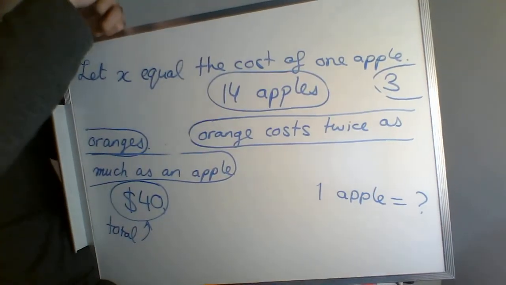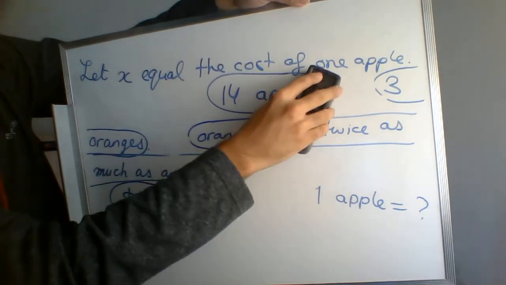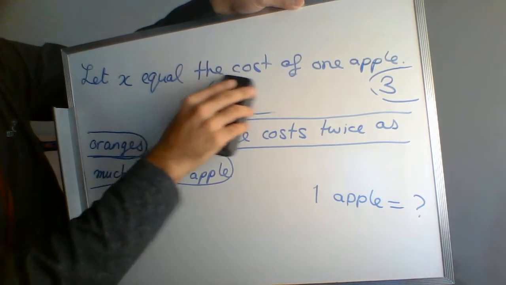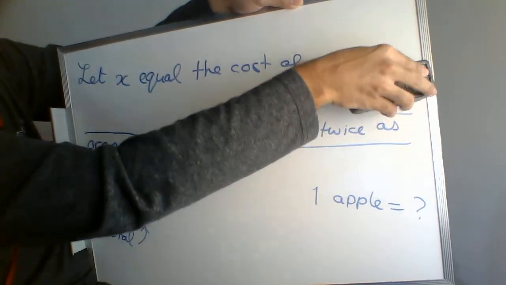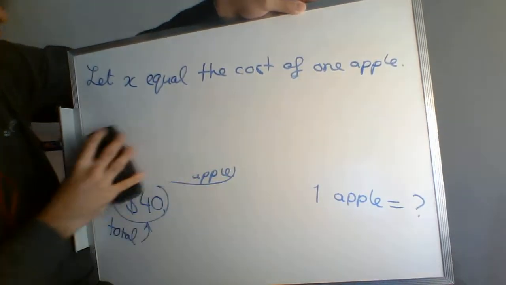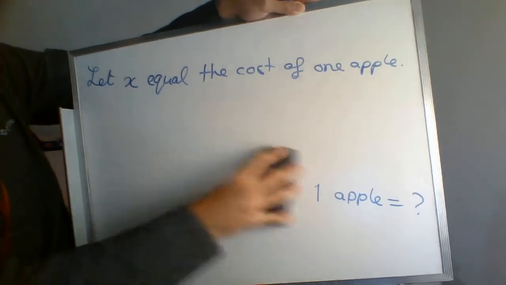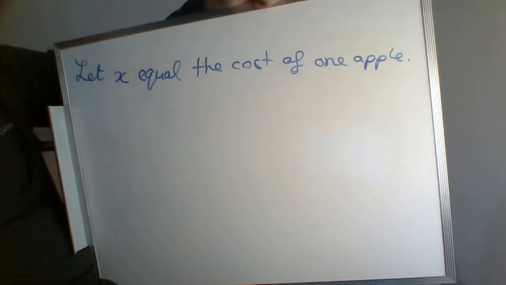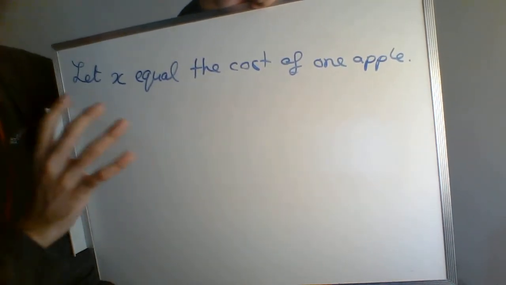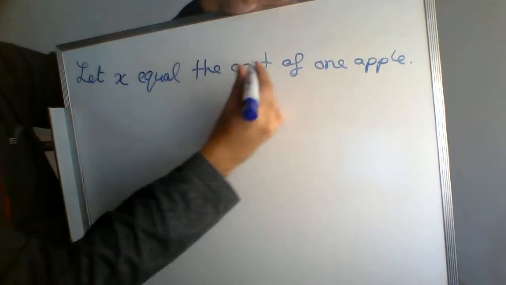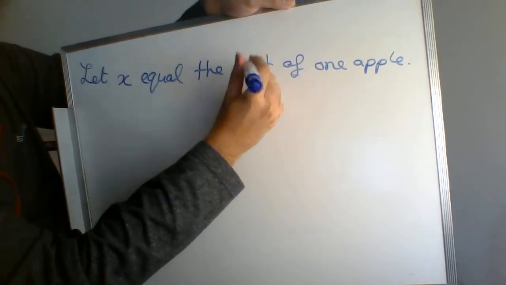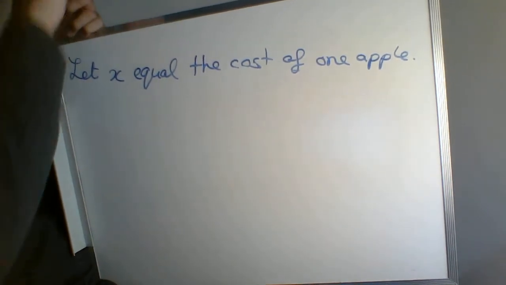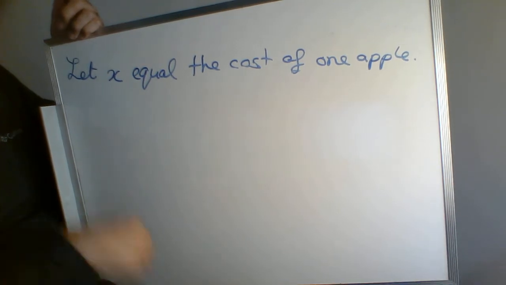Hopefully by this point you've copied all of the useful information, this 14 apples and 3 oranges business, so I'm going to get rid of it from here. I wrote this stuff down on paper so that I don't lose any of that important information when we're working through the problem. So we want to know the cost of one apple. We started with our let statement: let x equal the cost of one apple. That's what the question has asked us to find. So we want to solve for x, but we don't have an equation to solve for x yet. So we need to make an equation using the other information in the question.